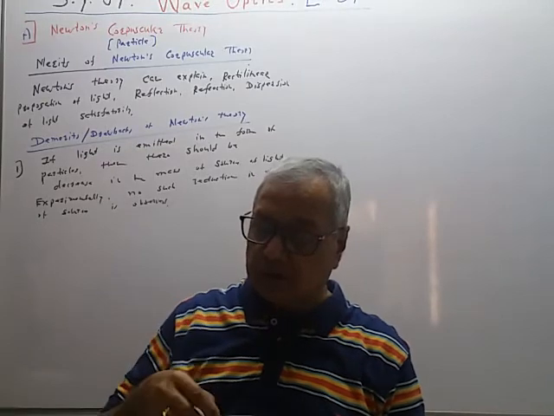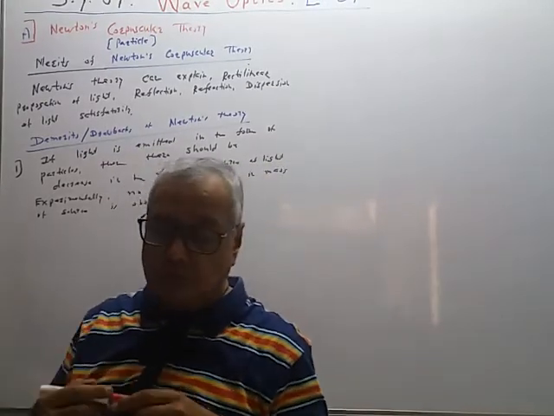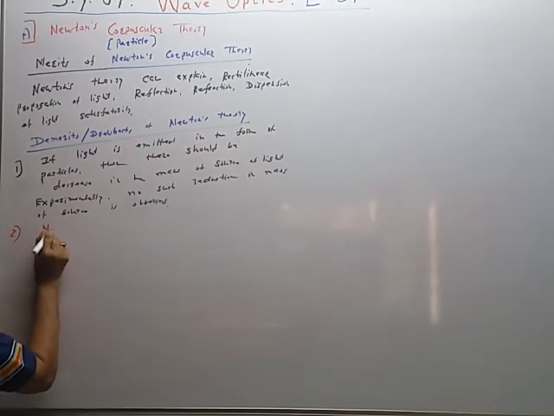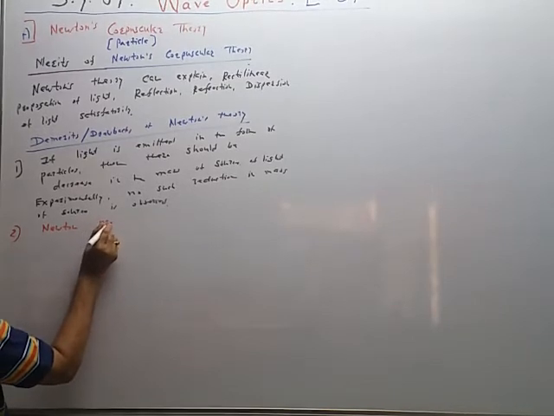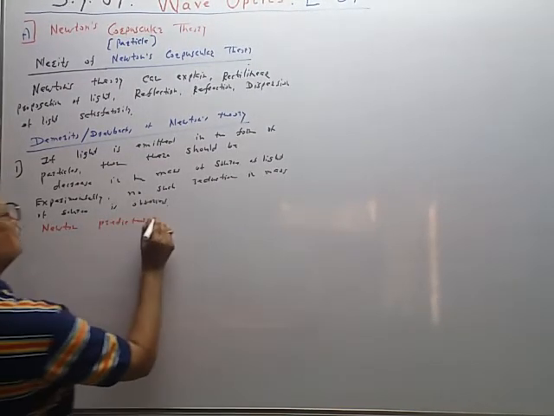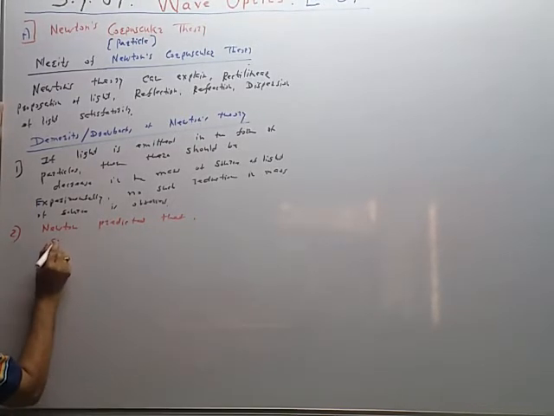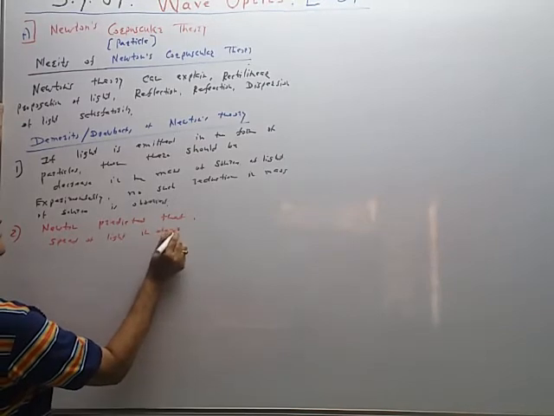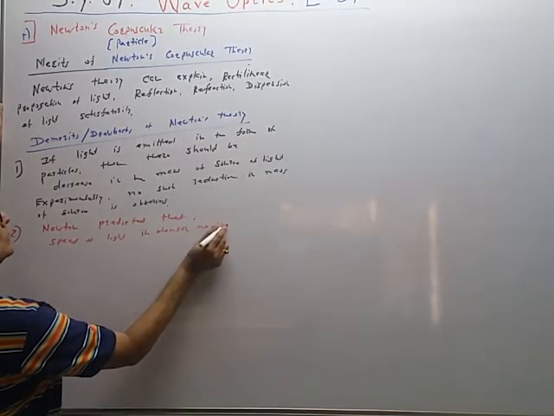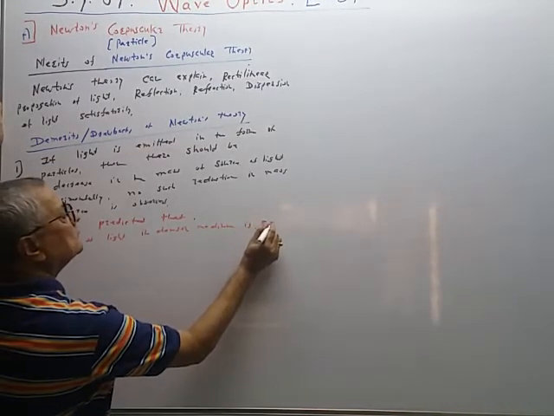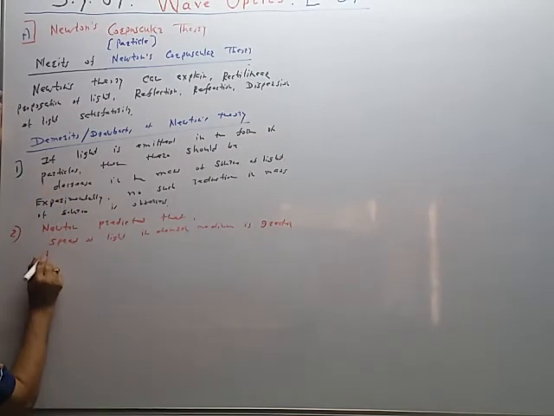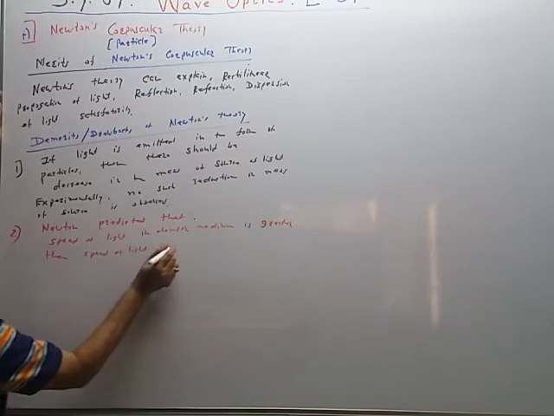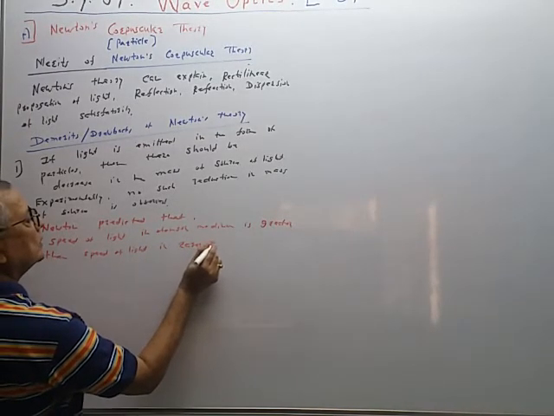The severe drawback was like this. Newton predicted, without performing any experiment, that the speed of light in a denser medium is greater than the speed of light in a rarer medium.